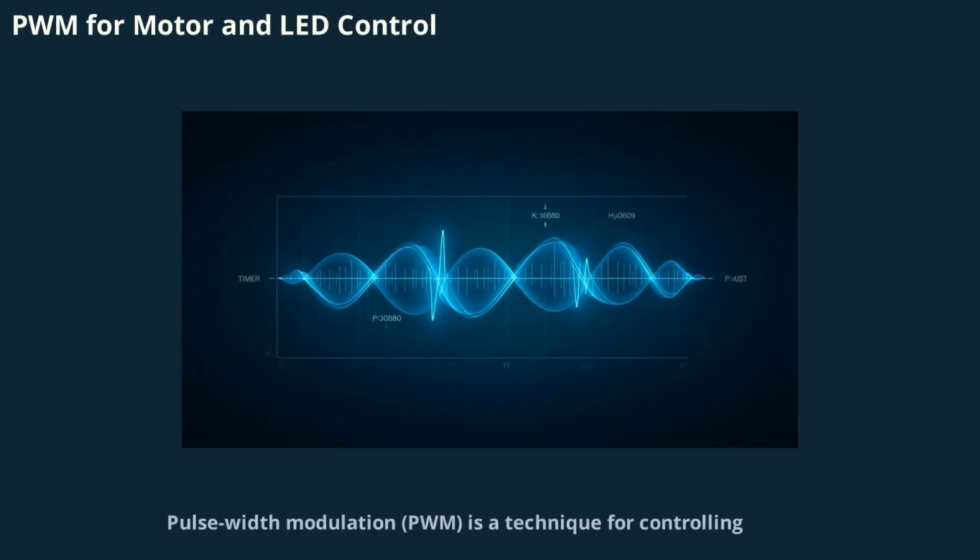Pulse width modulation (PWM) is a technique for controlling the power delivered to devices like motors and LEDs. By adjusting the duty cycle of a digital signal, you can vary motor speed or LED brightness smoothly. PWM is widely used in robotics, lighting, and motor control applications.